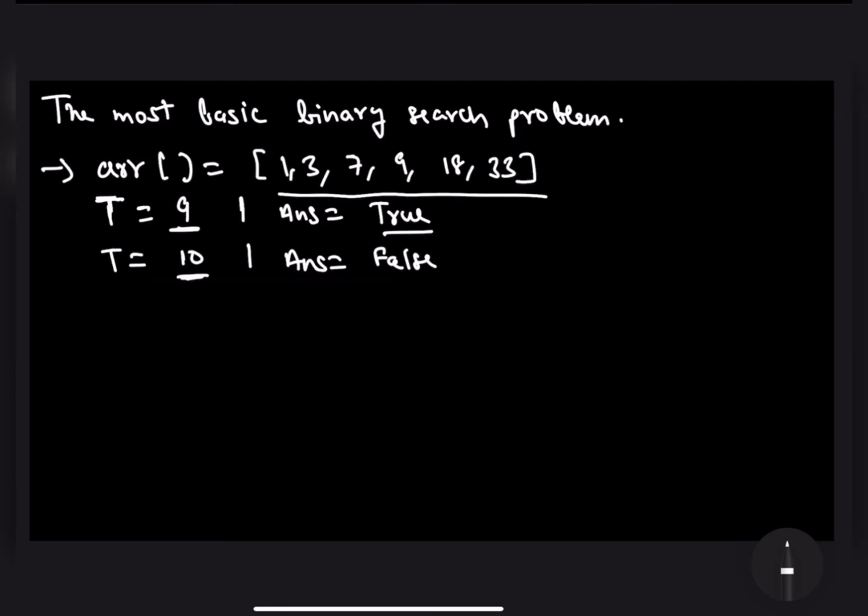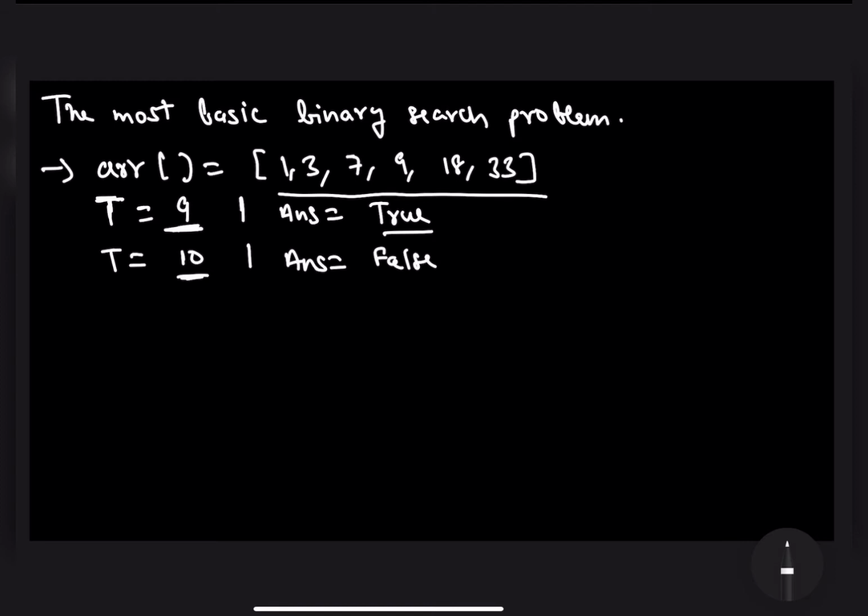So this is the most basic binary search problem that you will encounter, but it's a good problem to understand the gist of binary search. So basically, the problem is you are given an array that is sorted in increasing order. So let's just say for an example, you are given an array 1, 3, 7, 9, 18, 33, and you are given a target value. Let's just say in this case, I have given you target value 9. You have to determine if this particular target value is present in the array or not.